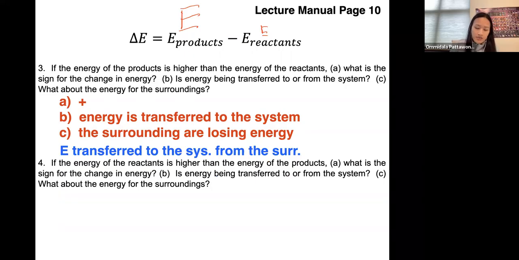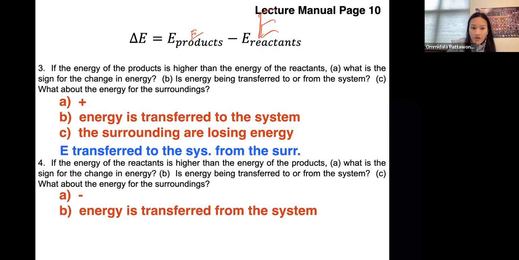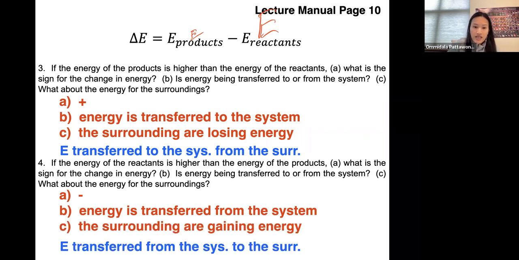Now let's take a look at scenario number 4. What if the reactant has higher energy than the product? If this is big and this is small, a smaller value minus a big value, you end up with a negative value. This is when the energy is being transferred out of the system, so the system is losing energy to the surrounding. So there are 2 scenarios, endothermic and exothermic, that we talked about earlier.